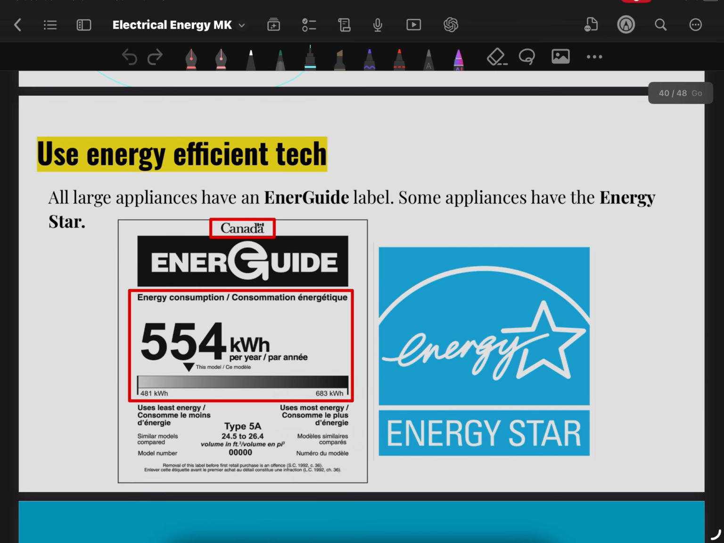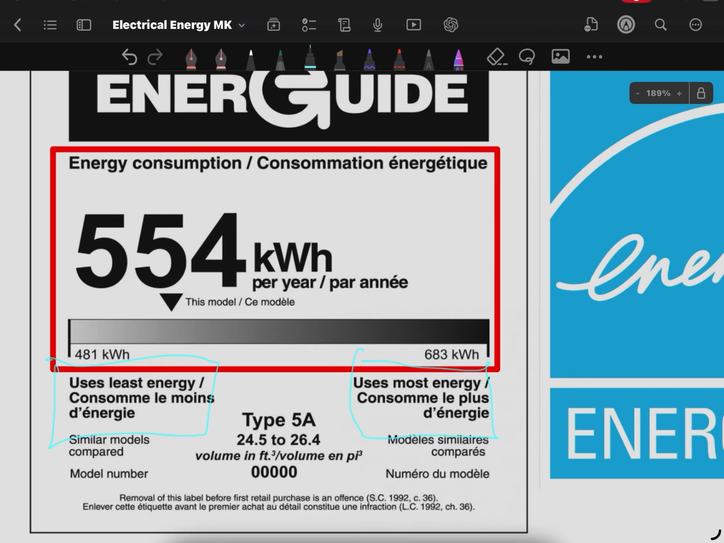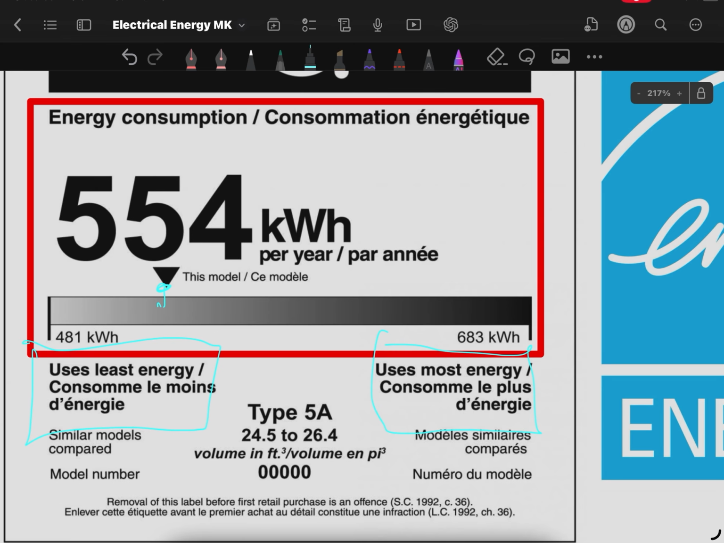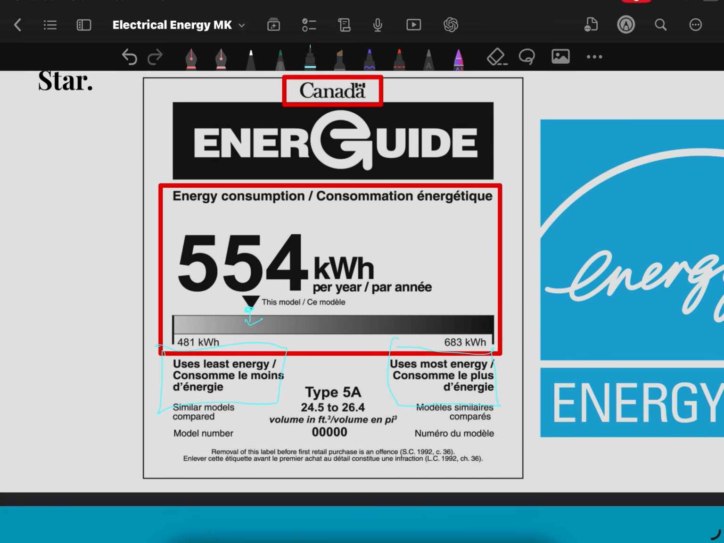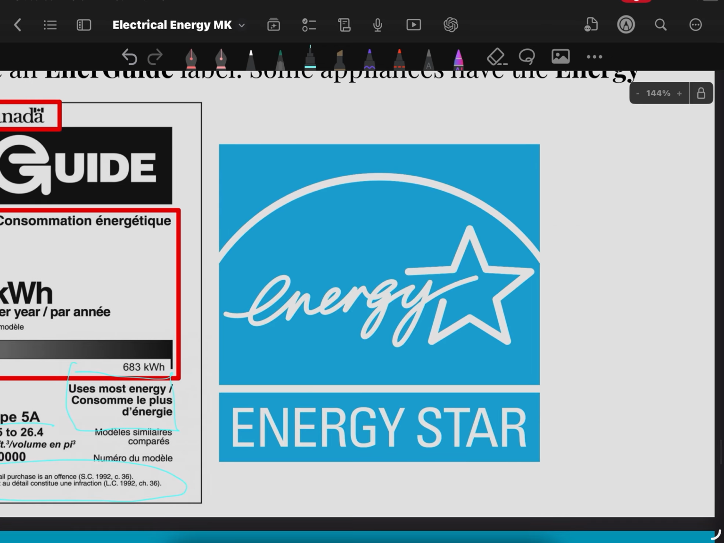So let's talk about the EnerGuide label. The EnerGuide label is basically just how much energy it consumes, and it depends. If it uses the least energy, it'll be on the lower side of the scale, while if it uses the most energy, it'll be on the highest one. As you can see, it gives you where the model is on the scale per year. So our model here, the EnerGuide says that it's pretty much on the lower side, but still consuming a significant amount of energy. There's also something interesting here that says removal of this label before first retail purchase is an offense. So here's the logo, EnerGuide. It's basically just the Energy Star.